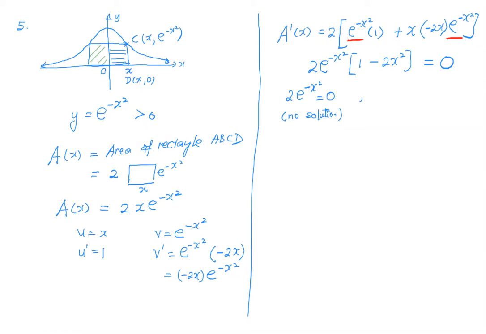Okay, so 1 minus 2x squared equal to 0. So your 2x squared equal to 1. So your x squared equal to half. So the exact value will be x equal to 1 over root 2. And it's better to write root 2 over 2. So if the question wants exact value, you cannot use your graphic calculator to help you. Yeah. So then you draw the sign diagram.